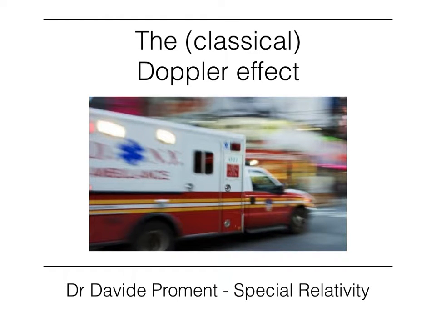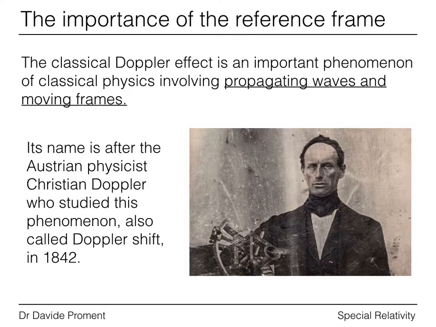In this sixth lecture of special relativity, we introduced the Doppler effect and derived the formula to calculate the Doppler shift. The Doppler effect is a phenomenon arising when observing propagating waves in different inertial frames. It was first reported by the Austrian physicist Christian Doppler in 1842.